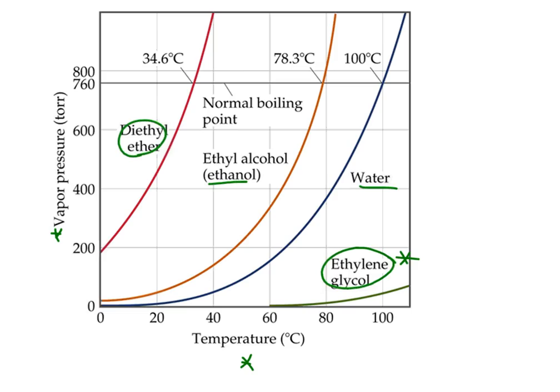Now, the other significant thing that we can look at here that's going to lead us to our next discussion is the normal boiling point. What happens when the vapor pressure is the same as the pressure of the air around it? All right, so that's a very interesting question that we'll take up in the next video, which will address boiling.